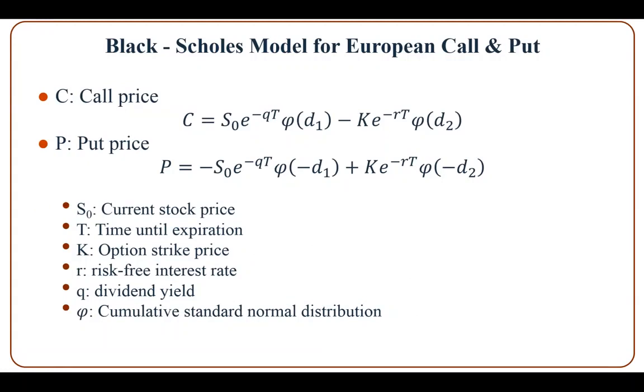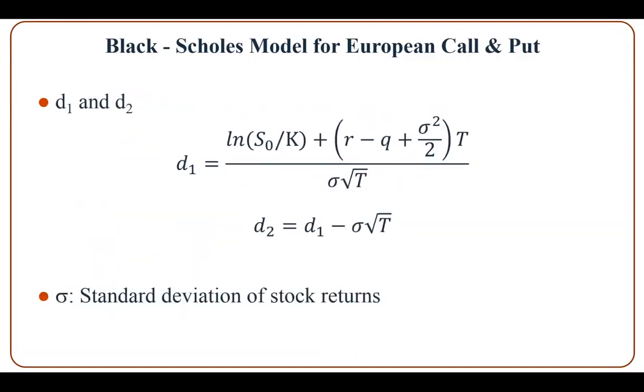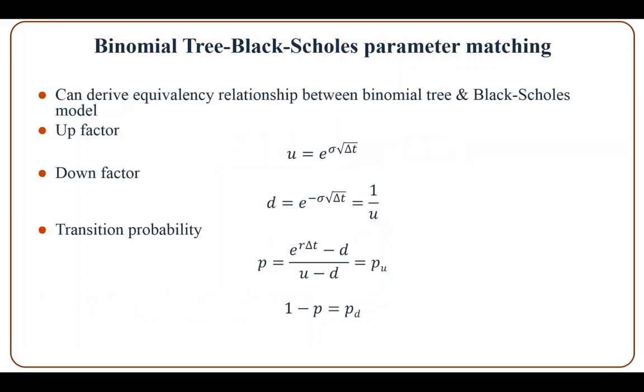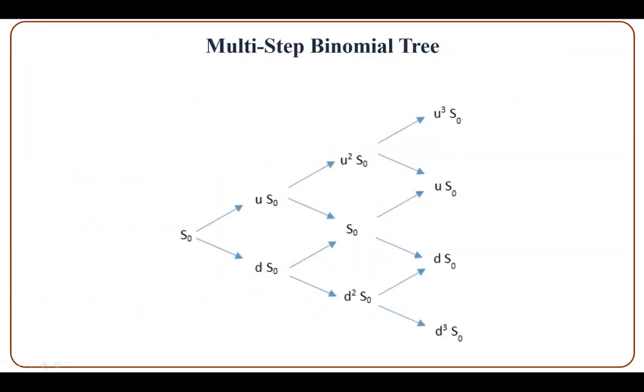current stock price, capital T is time till expiration, K is the option strike price, R the risk-free rate, Q the dividend yield, phi the cumulative standard normal distribution, and D1 and D2. Sigma is the standard deviation of stock returns. We can derive the equivalency relationship between the binomial tree and the Black-Scholes model. This slide shows the multi-step binomial tree.